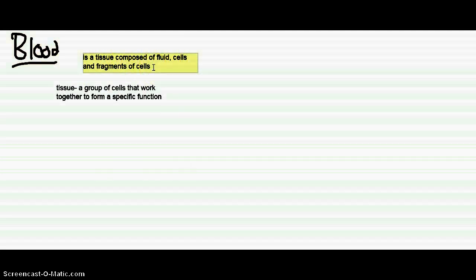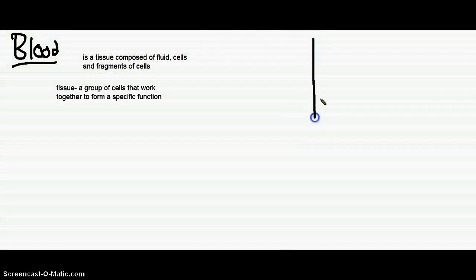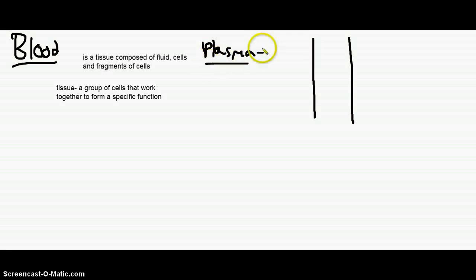Now, blood has many objectives. There are many reasons why we have blood, but first we need to start off with the components of blood and what's inside blood. Before I do that, I will just draw this over here to illustrate this. Now we have our plasma. What is plasma? The plasma is the liquid portion of blood. In fact, 55% of blood is plasma.